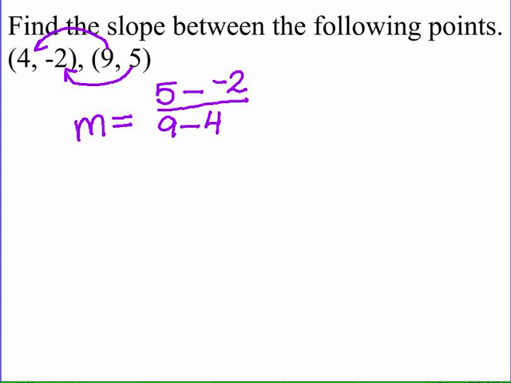So what is 5 minus -2? 7. 9 minus 5, 4? 5. There you go, and that's it. Okay, pretty straightforward. Biggest thing you need to remember, rise over run, y over x, and you've got that reference sheet, so it shouldn't be that hard.